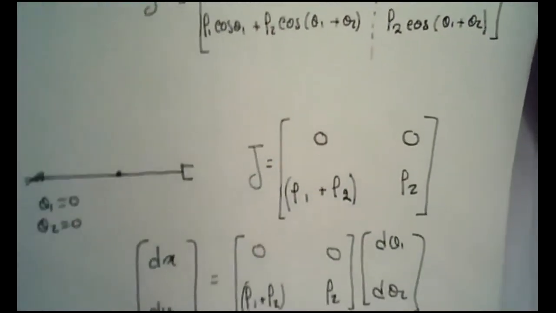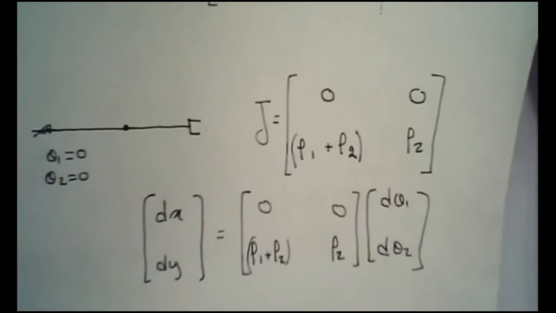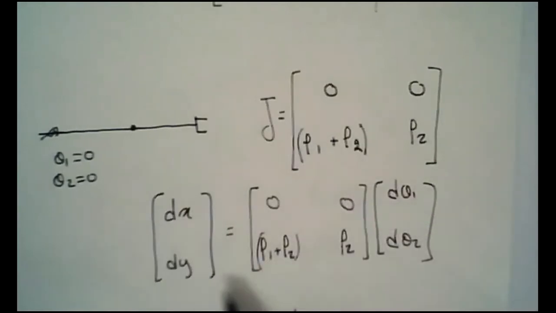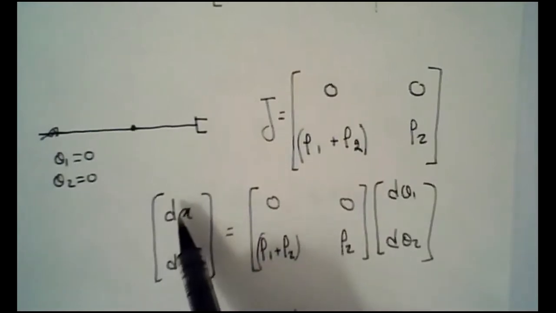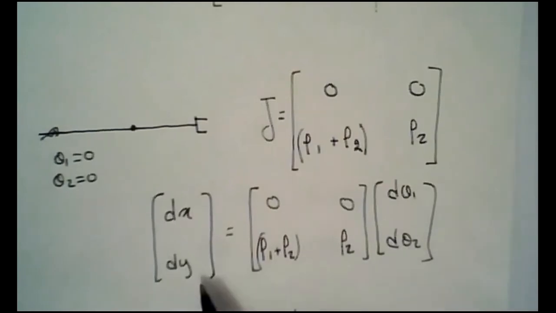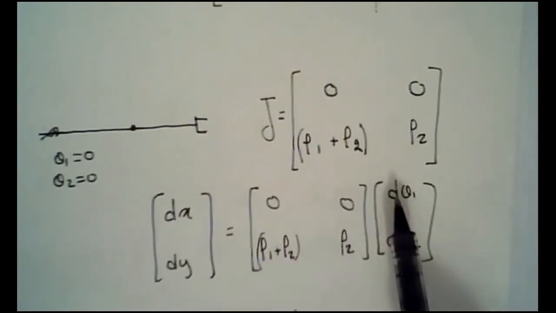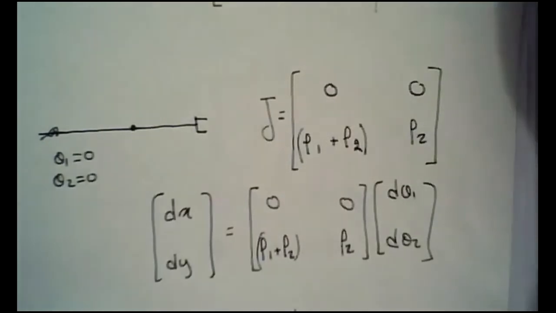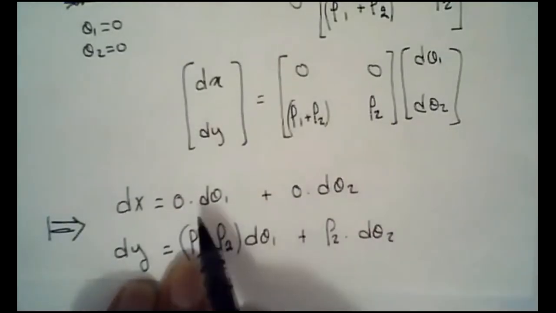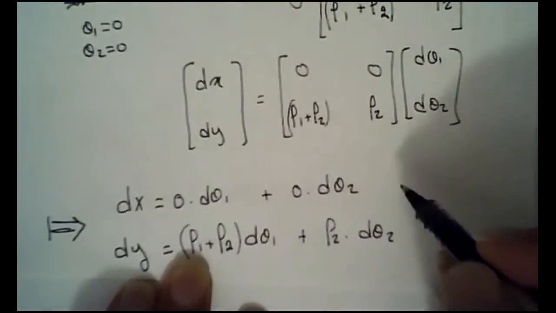Based on this configuration, the first row of the Jacobian is all zeros. If we plug that back into our initial relationship for the Jacobian, which relates small displacements in theta to Cartesian displacements along x and y, we see that dx is equal to 0 d theta 1 plus 0 d theta 2. And dy is equal to (L1 plus L2) multiplied by d theta 1 plus L2 multiplied by d theta 2. So what is going on here?